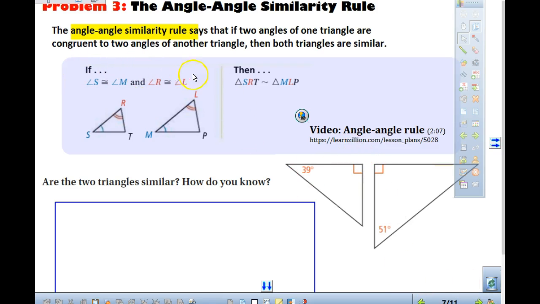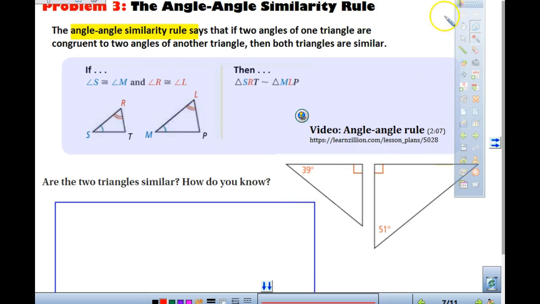So here we're going to talk about the angle similarity. It says if two angles of one triangle are congruent to two angles of another one, then the triangles must be similar. So if two of them are the same, the third angle has to be the same. This is called our angle-angle similarity. When I look at these two angles, if these two are the same, and over in this picture they're the same, they're not necessarily congruent triangles, they're just similar. So the sides are still proportional.